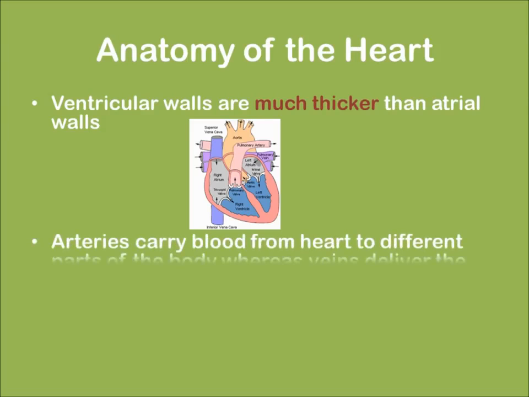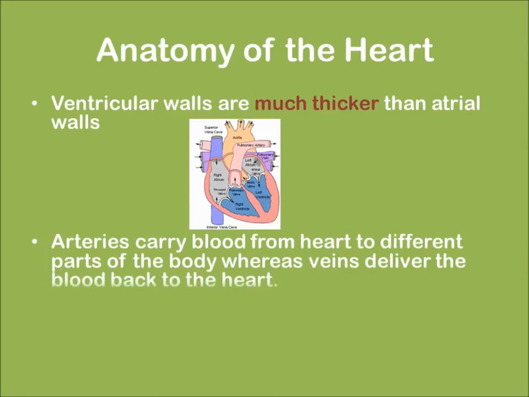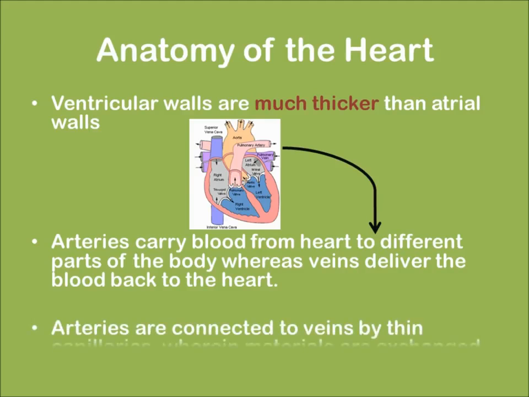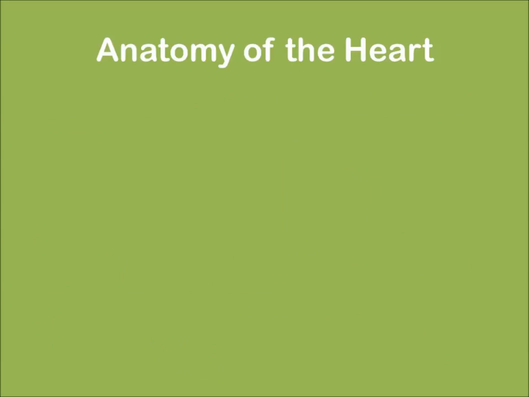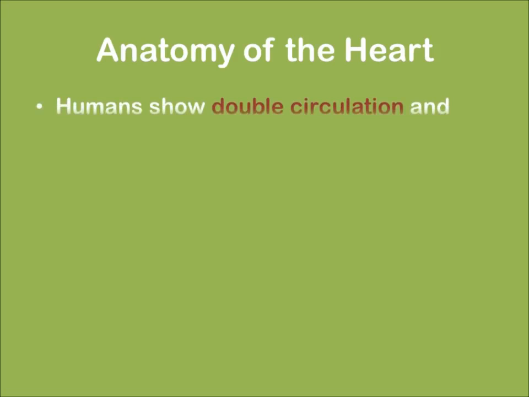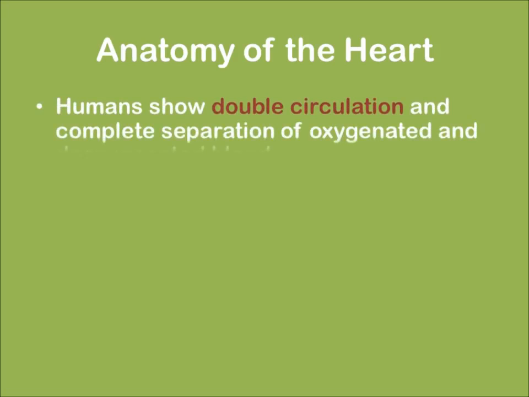The arteries carry blood from the heart to different parts of the body, whereas the veins deliver the blood back to the heart. Arteries are connected to the veins by thin capillaries, wherein materials are exchanged between the blood and the cells. Humans show double circulation and complete separation of oxygenated and deoxygenated blood.